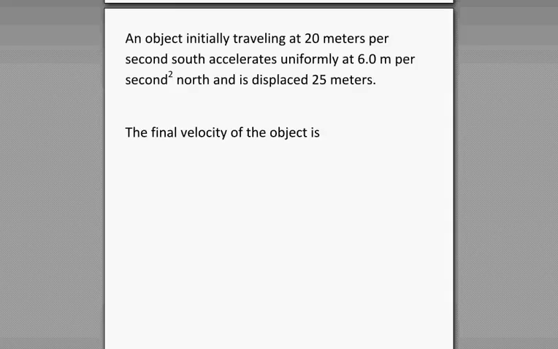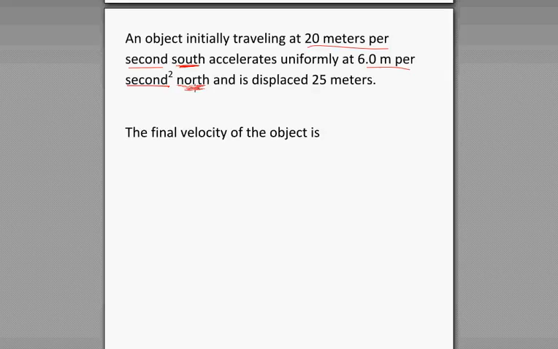Today, guys, we're going to work on question 30 from your current homework. It's on page 33, and it says an object initially traveling at 20 meters per second south, that's pretty important, accelerates uniformly. Now, guys, this may be confusing, so let's read it again. An object initially traveling at 20 meters per second south accelerates. So it's traveling this velocity, and then suddenly it accelerates uniformly at 6 meters per second squared north.